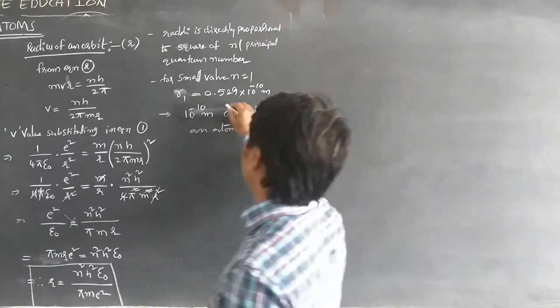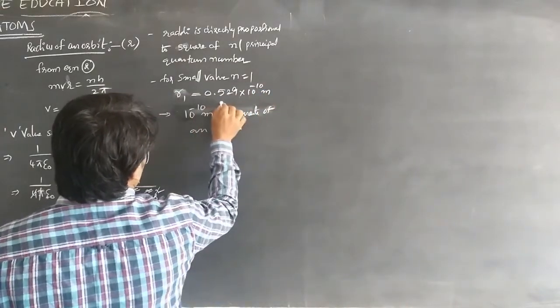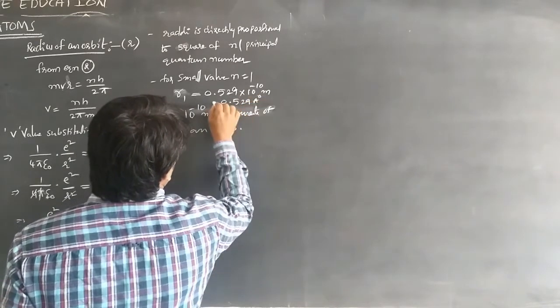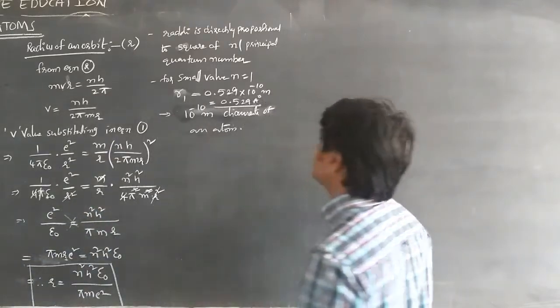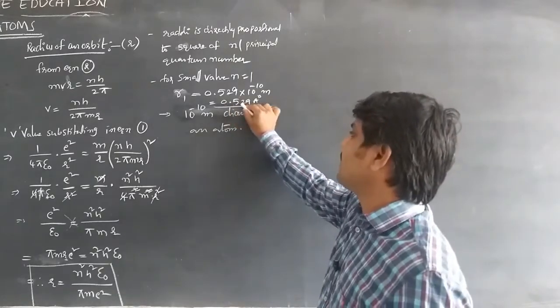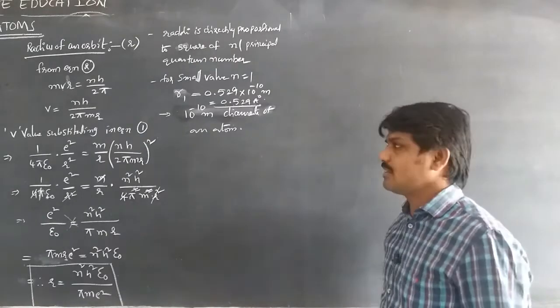Also we can write that 0.529 × 10 to the power of minus 10 meters, that is R1, is equal to 0.529 angstroms. Angstrom means a value of 10 to the power of minus 10 meters, or 10 to the power of minus 8 centimeters. So that's why 0.529 angstroms is also the least value for the smallest orbit.